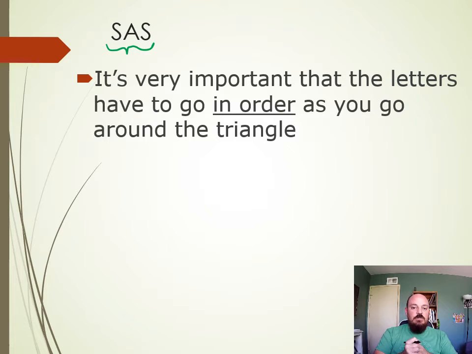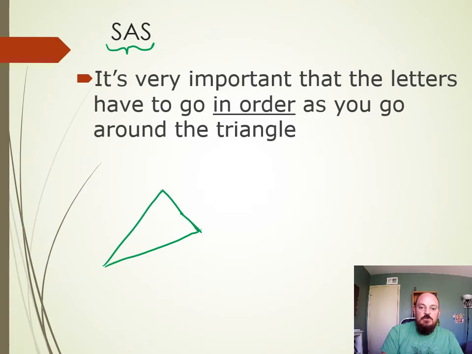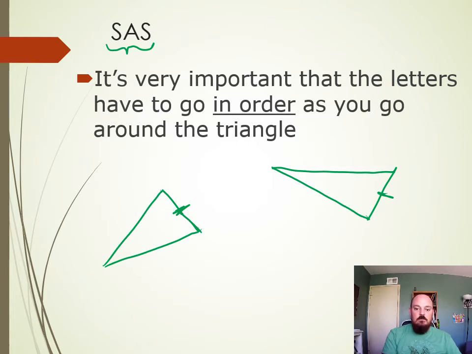So what I'm going to do is I'm going to show you an example of two triangles that are not congruent by SAS, even though it looks like they might be. So let's say I drew this triangle right here, and then I drew another triangle over here like this. And let's say I mark, okay, this side is congruent to this side, so that's one S. And let's say this side is congruent to this side, so that's two S's. And then let's say I say this angle right here is congruent to this angle right here.